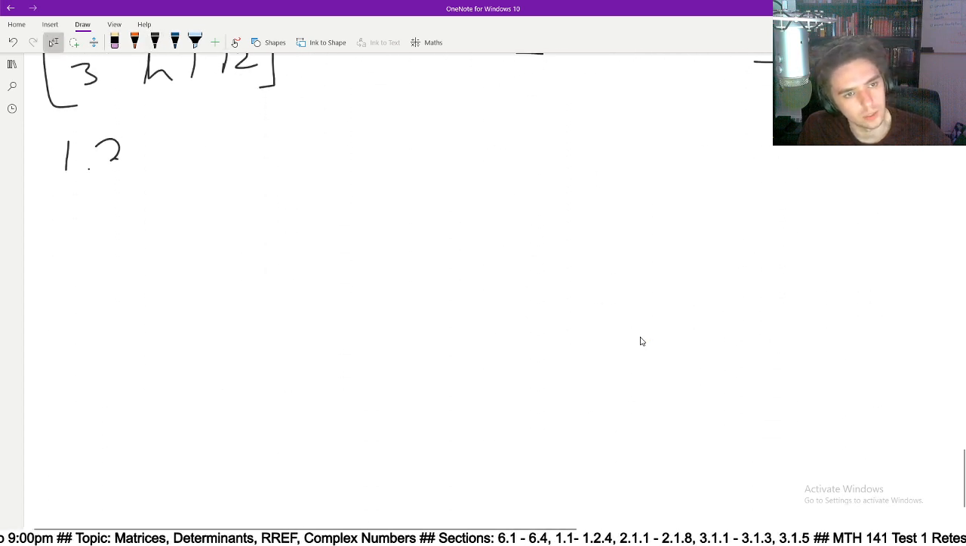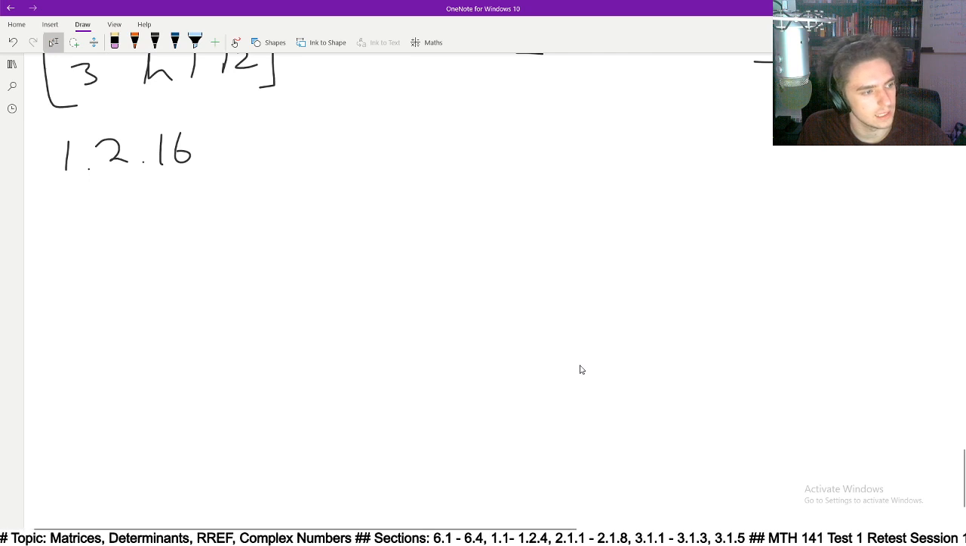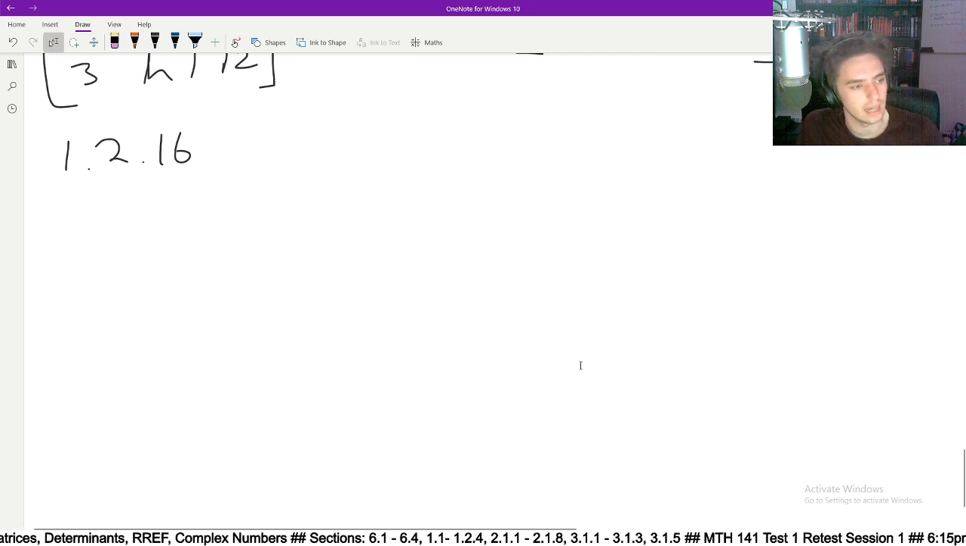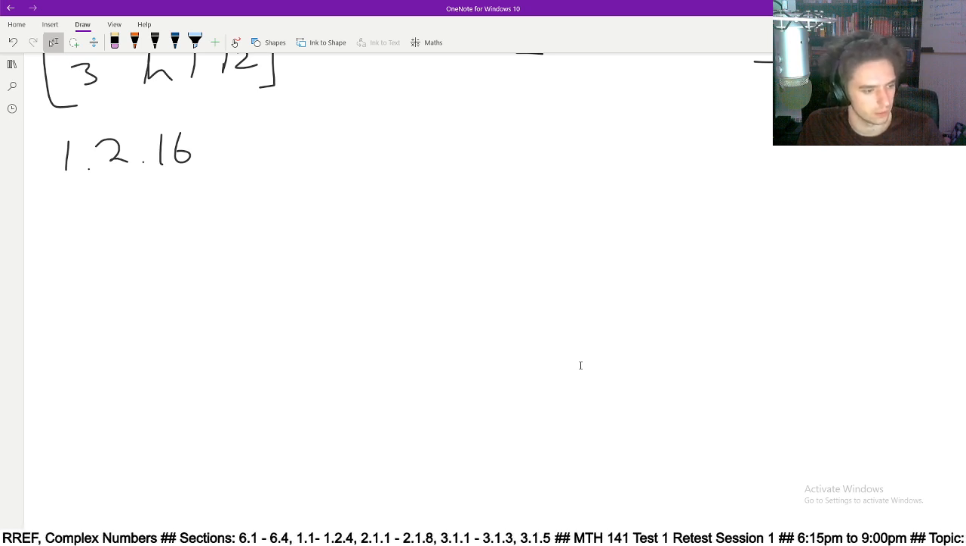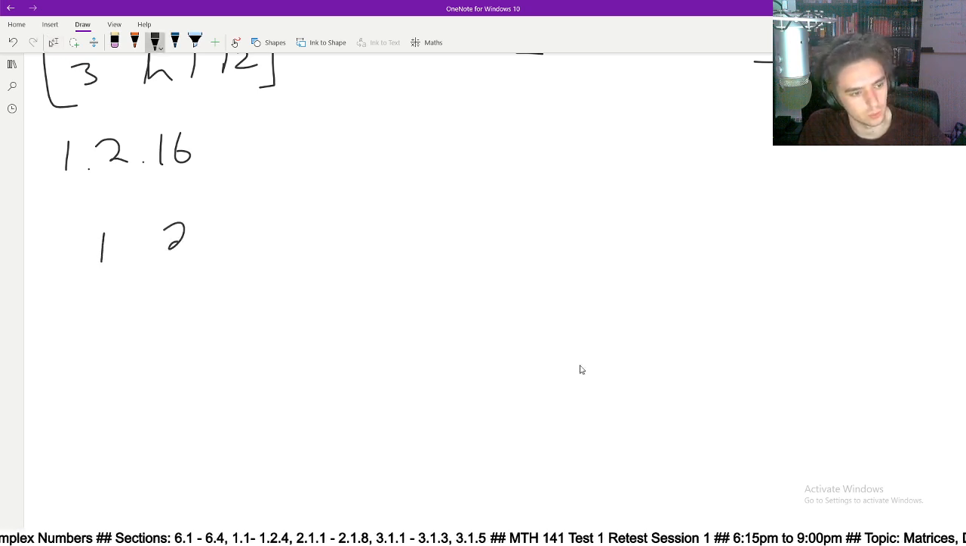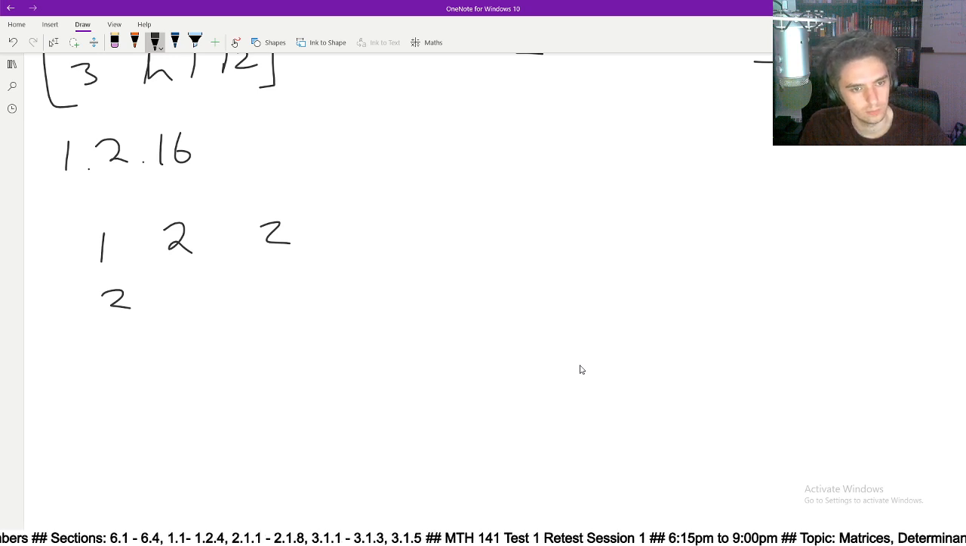So 1.2.16 is saying choose h and k such that the augmented matrix shown has each of the following: one solution, no solution, infinitely many solutions. And the augmented matrix is 1, 2, 2; 2, h, k.